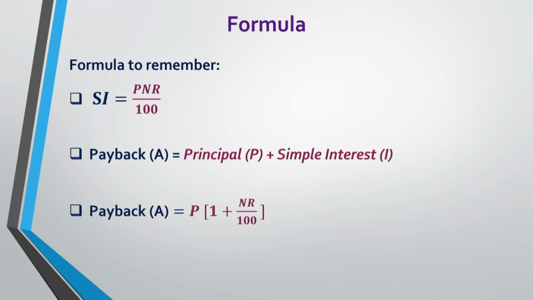Now, let's give a quick recap. Some formulas to remember. Simple interest is equal to PNR divided by 100, where P is the principal, N is the number of terms, and R is the rate of interest. And then payback is equal to principal plus the simple interest. Also, the payback formula can also be written as P multiplied by 1 plus NR divided by 100.